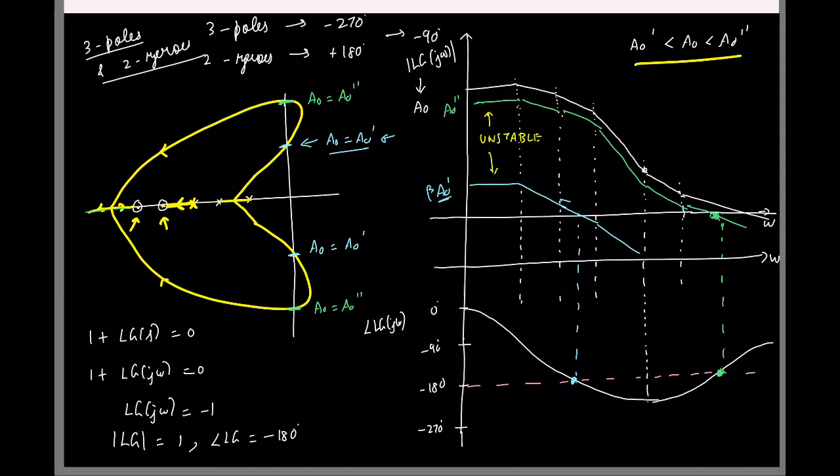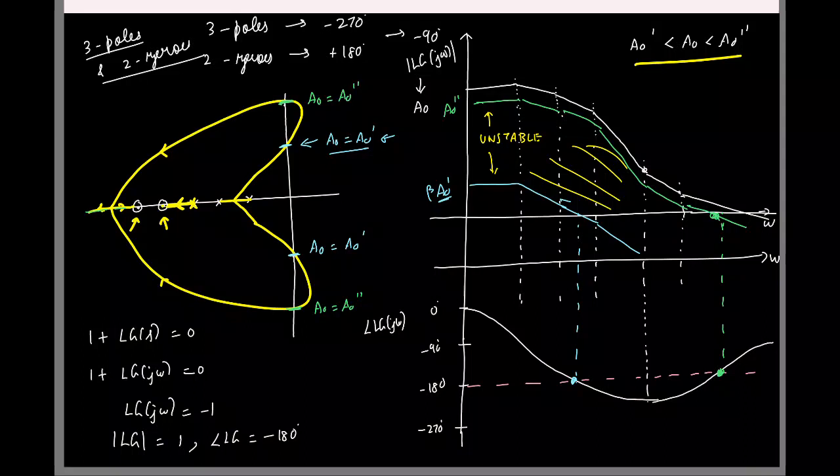Okay, if I change the gain in this range between A0 prime and A0 double prime, any magnitude plot which is lying in this region will correspond to an unstable closed loop system. Okay? So in the first plot, irrespective of the parameters, we'll always have the phase going to minus 270. It won't exactly go to minus 270, right? Because it will always be below minus 180.